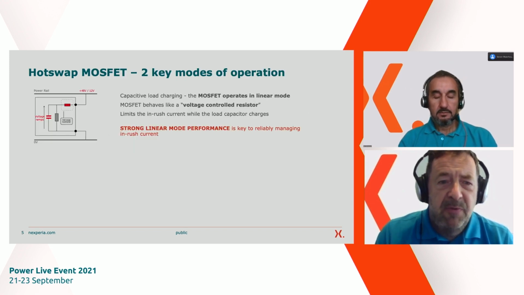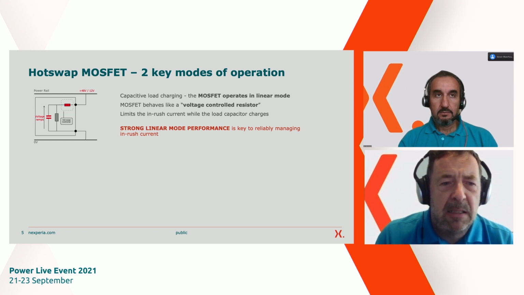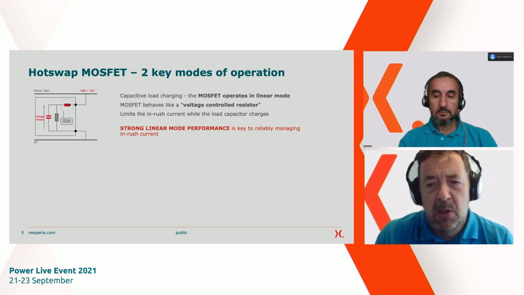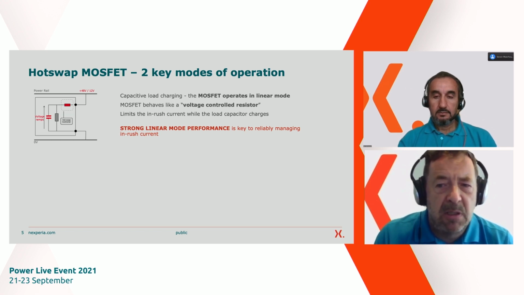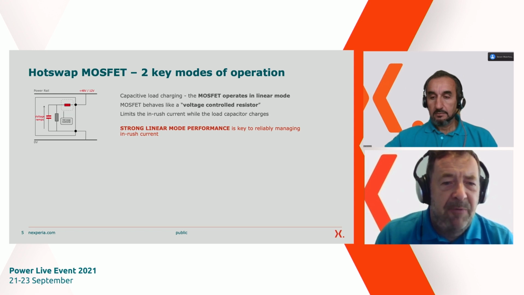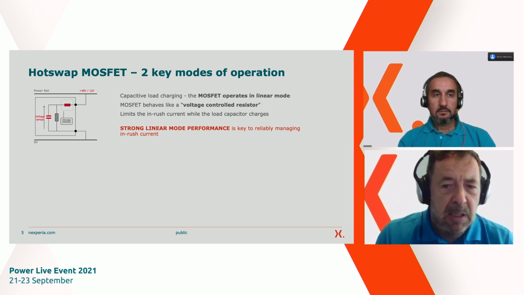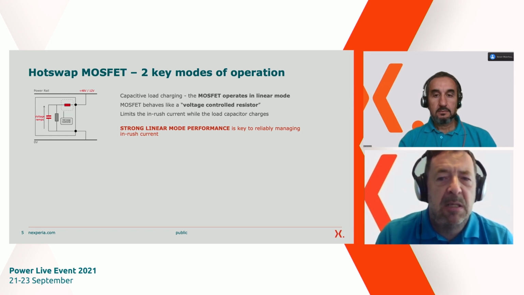So there are two key modes of operation. In the first mode of operation, we want to limit the current into that board, and in order to do that, we need the MOSFET to behave like a resistor. In fact, it's like a voltage-controlled resistor. So we put a ramp on the gate of the MOSFET, and that changes the resistance from high to low, which limits the inrush current while the capacitors charge. For this, strong linear mode performance is absolutely key to reliably managing that inrush current. We get a lot of power dissipated during this charge-up cycle.